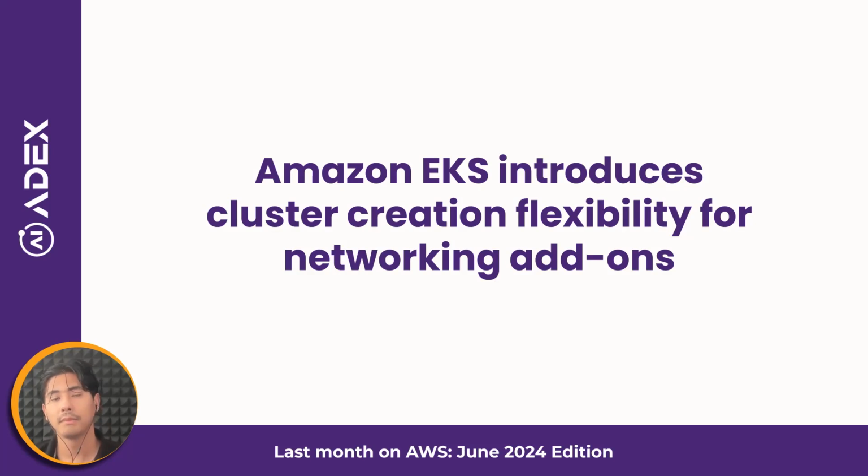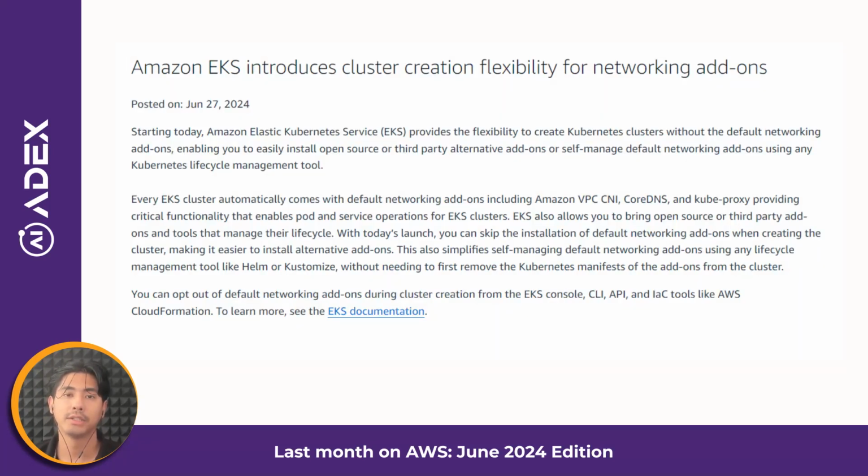Our next update comes from Amazon EKS, which has introduced cluster creation flexibility for networking add-ons. So Amazon EKS now offers greater flexibility in cluster creation by allowing users to skip the installation of default networking add-ons. So this new feature enables users to easily install open source or third-party alternative add-ons or to self-manage default networking add-ons using any Kubernetes cluster management tools.